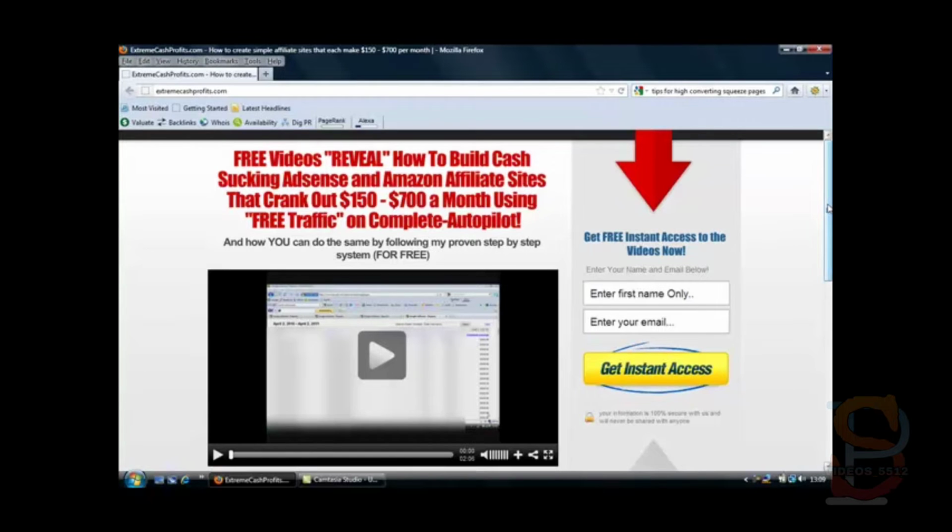The next thing is professional looking pages will improve your conversions generally. Again, I say generally because there's going to be a few exceptions.